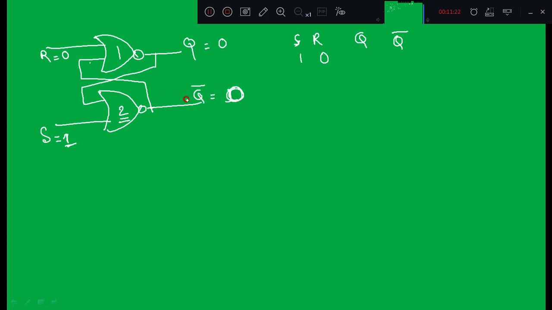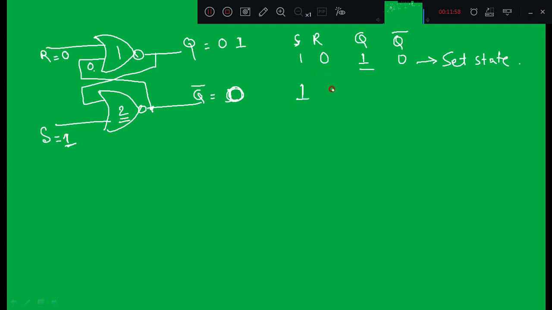So q bar will become 0, and this q bar is applied to the second input of the first gate. Since both inputs are 0 for the first NOR gate, the output will be equal to 1. So when s is equal to 1 and r is equal to 0, q will set. That means the latch will set. Because s is 1, that means set is high and reset is 0, q will be equal to 1 and q bar is equal to 0. So this state is called the set state, and this will become the previous state for the next value of s and r.